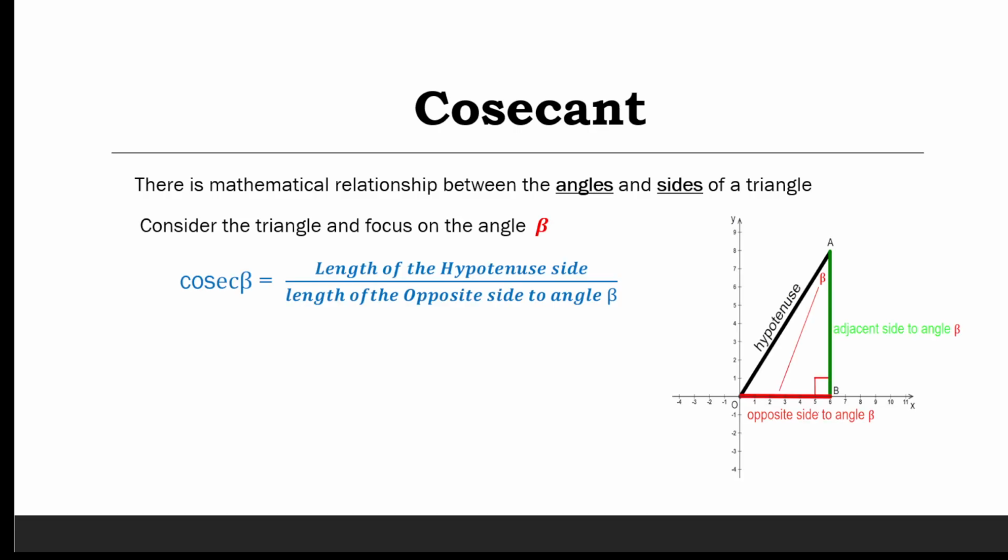Shifting the focus to angle beta, cosec beta is defined as the length of the hypotenuse side divided by the length of the opposite side to angle beta. Therefore, cosec beta equals OA divided by OB, and OA can be made the subject of the formula, which equals OB times cosec beta.